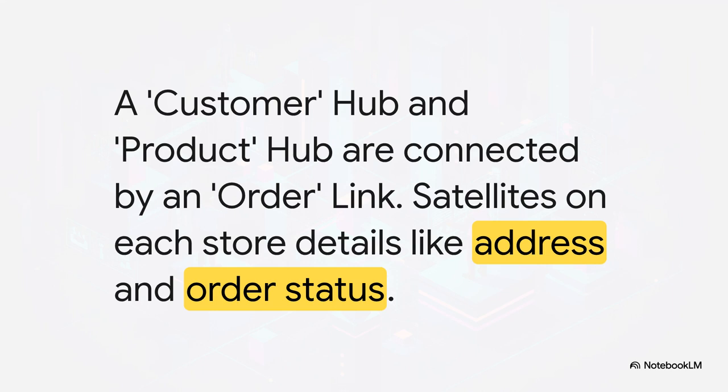So let's make this real with a super simple e-commerce example. You'd have a customer hub and a product hub. The transaction that connects them, that's your order link. Then you start hanging satellites off of them to store the details. A satellite on the customer hub for the address, another one on the product hub for the description, and maybe a third one on the order link to track its status as it changes. See? Each of these pieces can be loaded and updated all by itself.